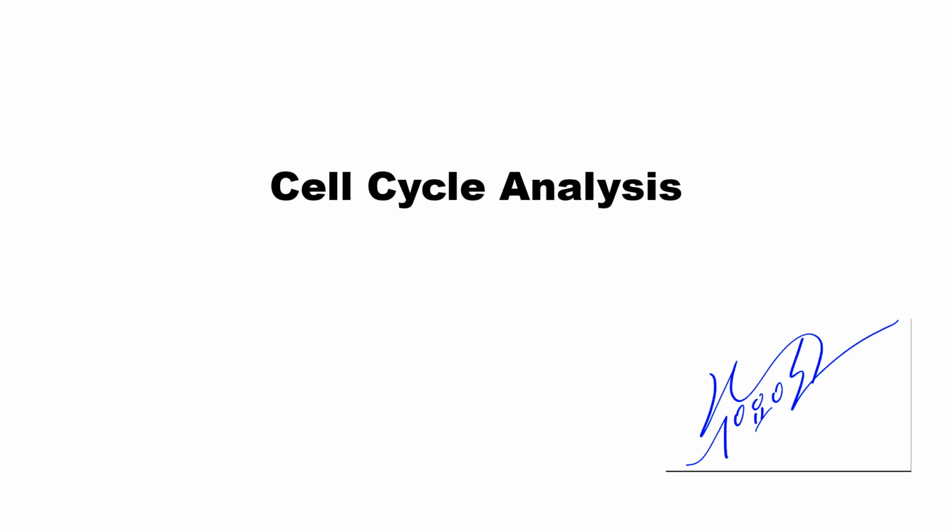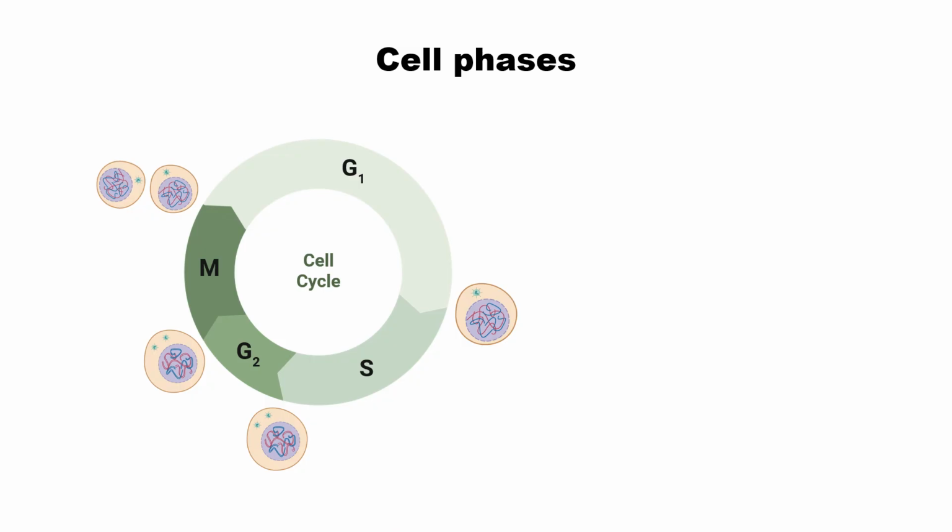Cell cycle analysis. When a cell divides, it goes through different phases: G1, S, G2, and M. If the cells are not ready to go into the cell cycle, they are in a quiescent state, so-called G0 state.